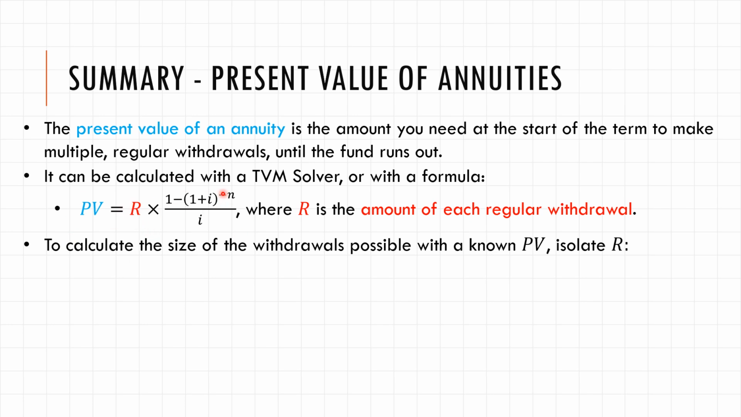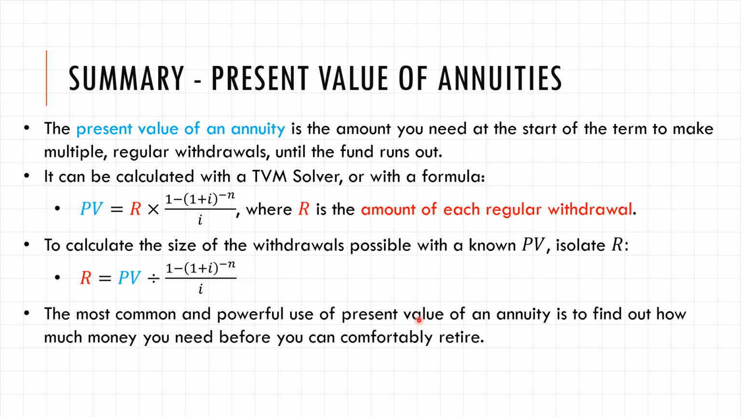To calculate the size of the withdrawal, you can use the formula as well. Just isolate R, so divide by this expression right here. And that'll tell you the amount of withdrawals that are possible if you know the amount of money that is in your account to start with. The most useful way we use present value for annuities is to find out how much money you need at the start of retirement before you can comfortably retire and pay yourself an income.